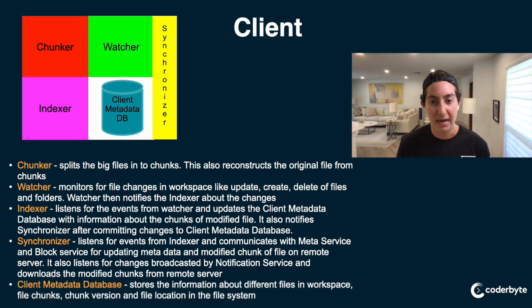And then finally, the client metadata database. This is storing the information about the different files in the workspace, like file chunks, chunk version, file location, the file system. This is kind of the thing that puts it all together, because if we have just chunks with no concept of what the chunk belongs to, it's not as valuable, right? So we have to have a way of putting together all of the chunks to make our actual files. So that's kind of a brief overview of how the client works on Dropbox.